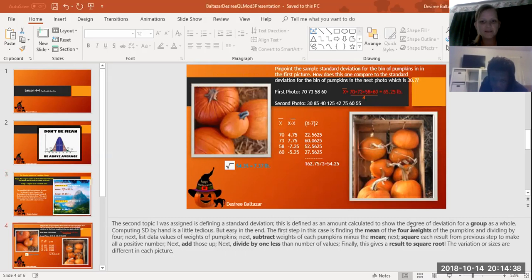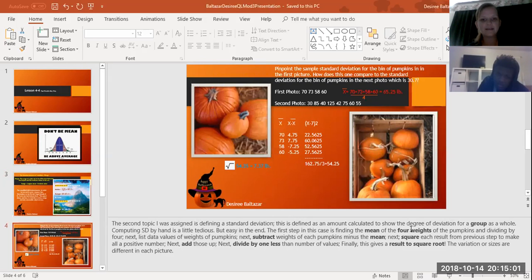Next, you would subtract the mean from each weight, which for the first example would be 70 minus 65.25, which is 4.75. Next, you would square those results to get a positive number, which is 22.5625 for that first example. And you would do that for all the pumpkins.